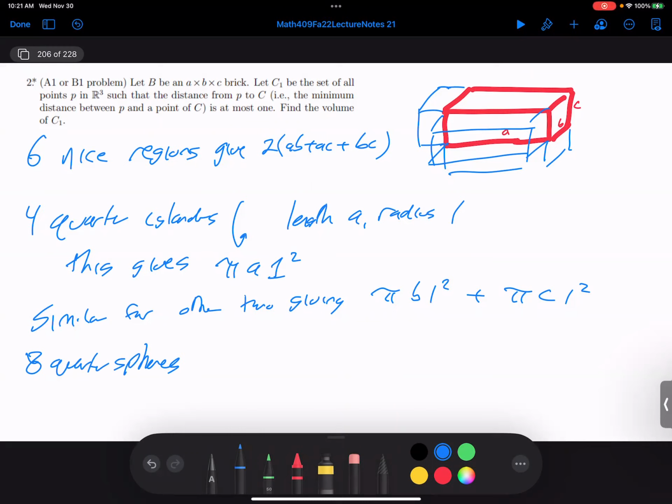But if we have 8, each one of them is 1/8 of a sphere, right? Yeah. Right. So we get 1 whole sphere.